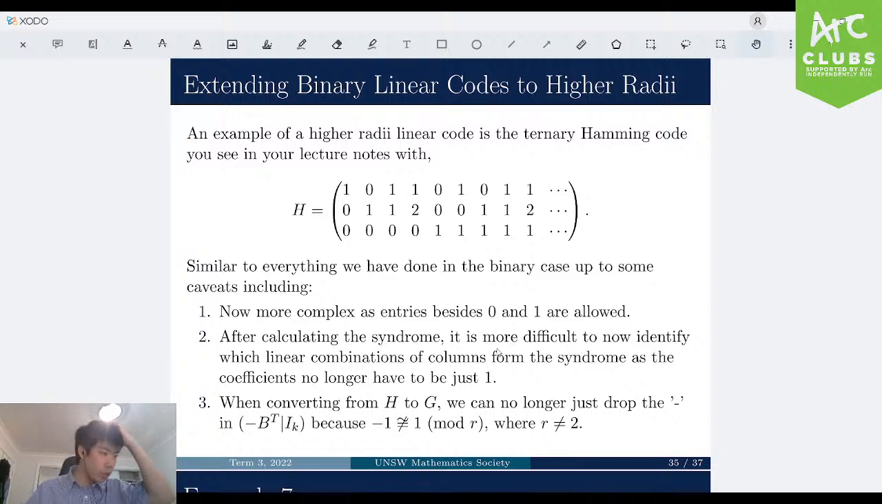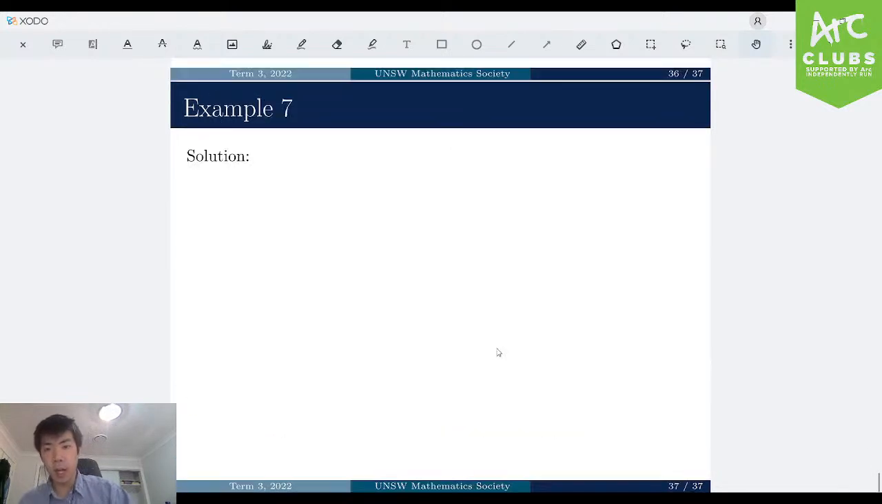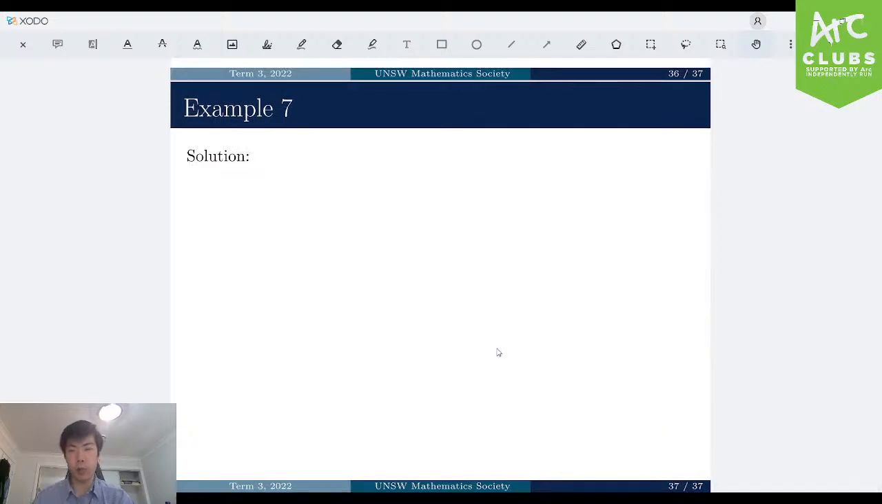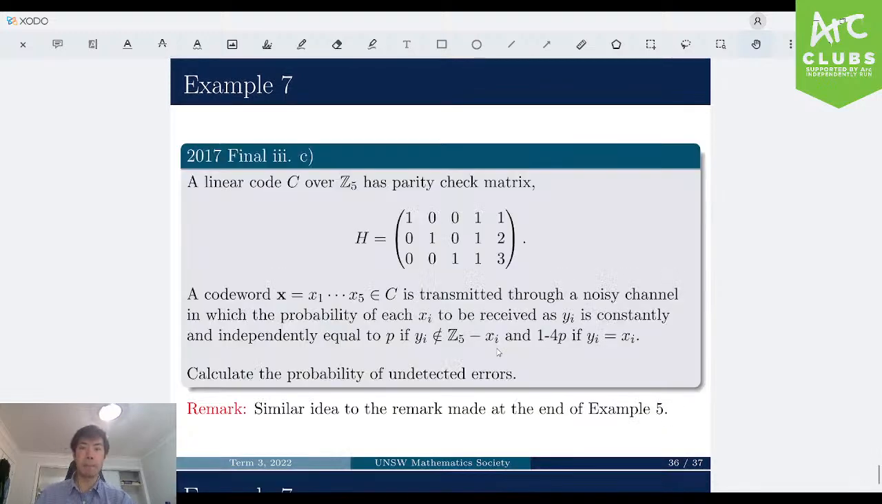I know the end is a little rushed, and I'm running out of time. I went quite a bit over time. Example 7, you can have a go at yourself. I will write up a proper answer and upload it onto the MathSoc site with all the annotated slides. We can read through the answers there, but I won't go through this one now. It's a bit of an extension question.